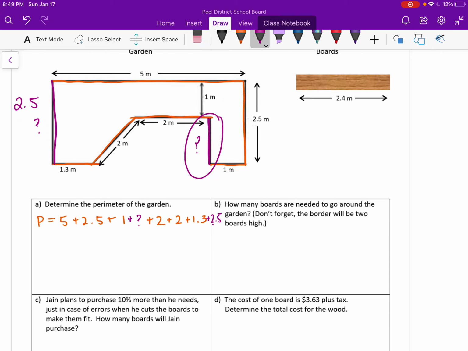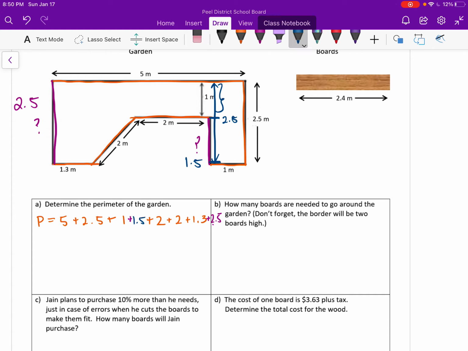This one over here is a little bit harder to solve. So how can we solve this? We know that this entire length over here is 2.5. We know that this portion of it is 1 meter. So if I want to find out from here to here, I'm just going to take 2.5 minus 1, which will give me about 1.5. So I'm just going to go in and put that in. That's how I would find that length.